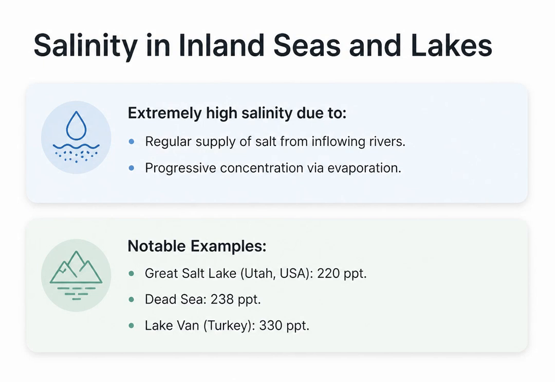When we look at inland seas and lakes, the salinity numbers absolutely skyrocket. The salinity of these water bodies is incredibly high because rivers constantly supply them with trace amounts of salt. Since these bodies of water often have no outlet, the water can only leave through evaporation. Over thousands of years, the water evaporates, but the salt is left behind, making them progressively more saline. For instance, the Great Salt Lake in Utah has a salinity of 220. The Dead Sea sits at 238, and Lake Van in Turkey reaches a staggering 330 parts per thousand.